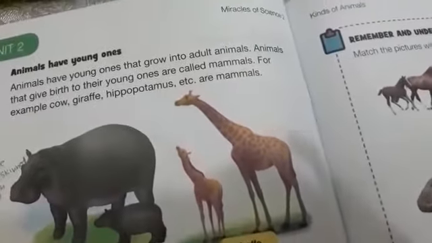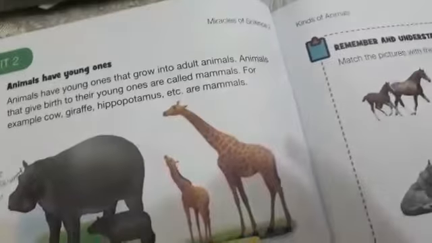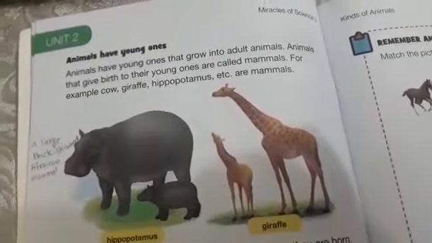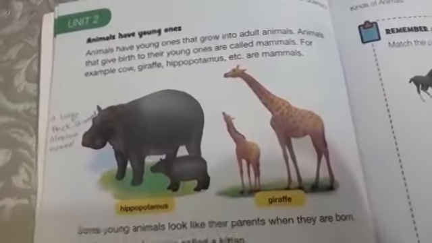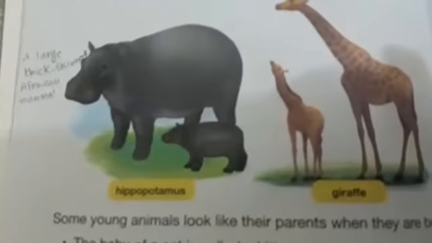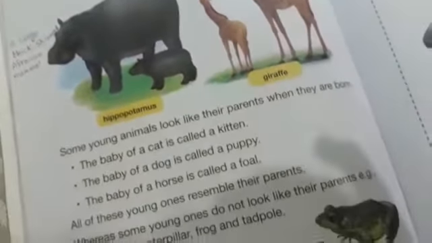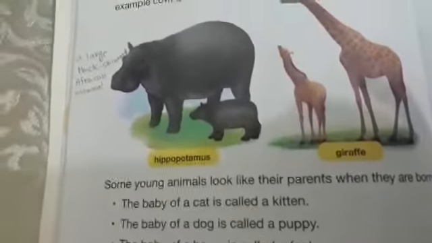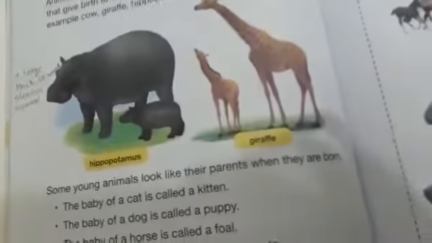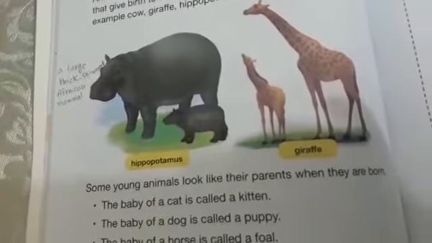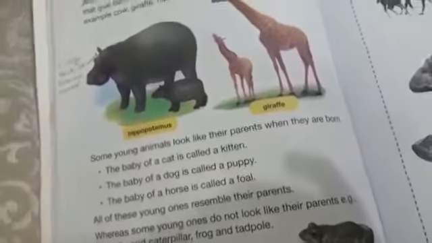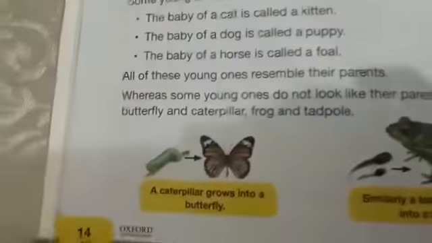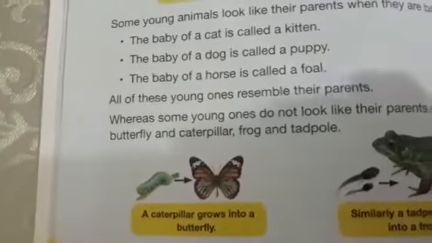And animals that give birth to their young ones are called mammals. For example, cow, giraffe, hippopotamus, these are all discussed over here. And after that, some young ones are like their parents, like horse, cat, dog. Their young ones resemble their parents, but some other animals don't resemble their parents, like a caterpillar that grows into a butterfly, a tadpole that grows into a frog.